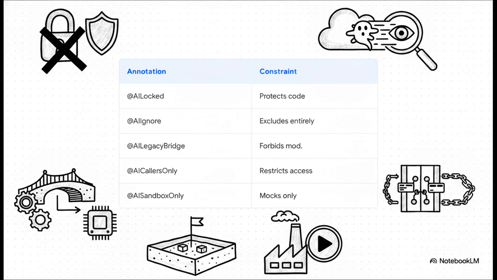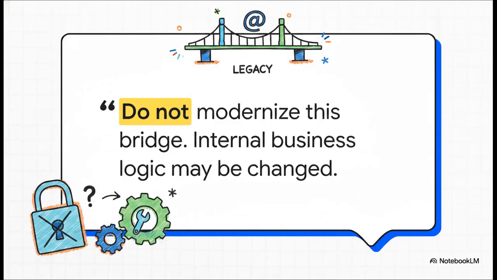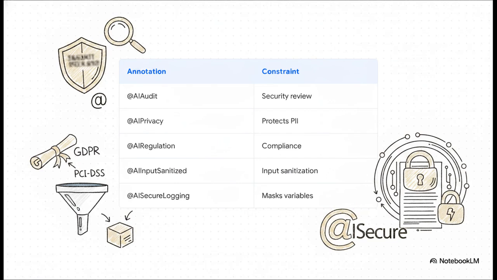We've got @AILegacyBridge for those compatibility shims you definitely don't want fixed, @AICallersOnly, so maybe only an auth service can call a specific token generator, and @AISandboxOnly to make 100% sure your mock test data never leaks into production pathways. To put this into perspective, think about an ugly but totally necessary workaround for an upstream library bug. You can stop an AI from trying to refactor it simply by slapping the @AILegacyBridge annotation on it. It explicitly tells the AI, hey, leave the structure alone, it exists for a reason, but feel free to update the internal business logic.